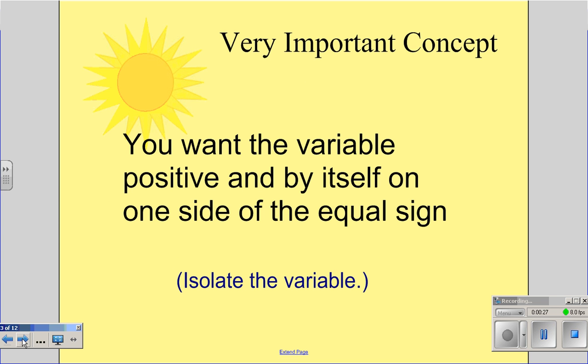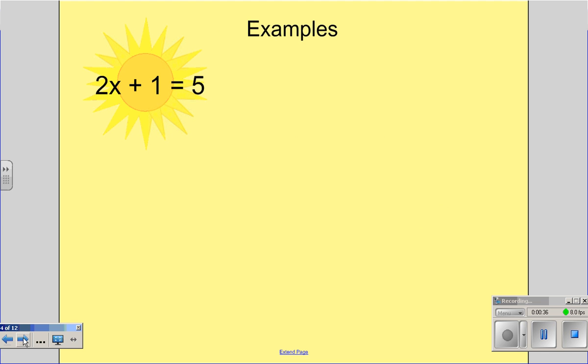A very important concept you need to remember is you want the variable positive and by itself on one side of the equal sign. You want to isolate the variables. Let's go through and do some examples together.